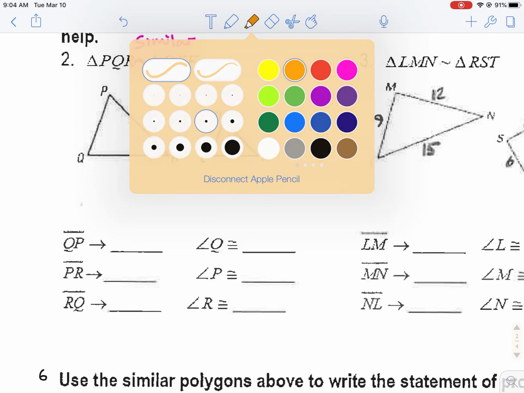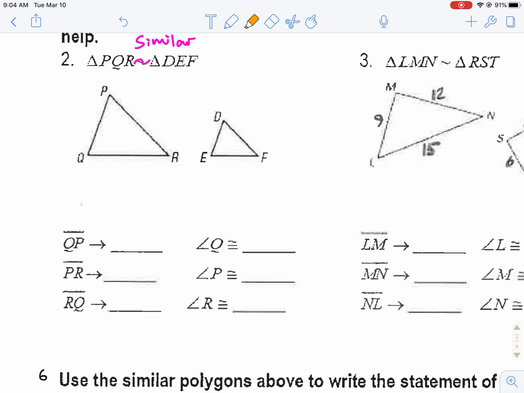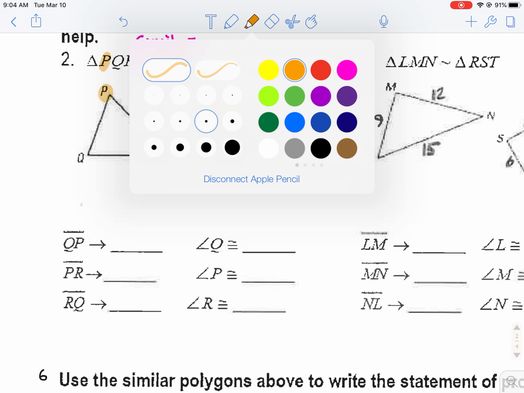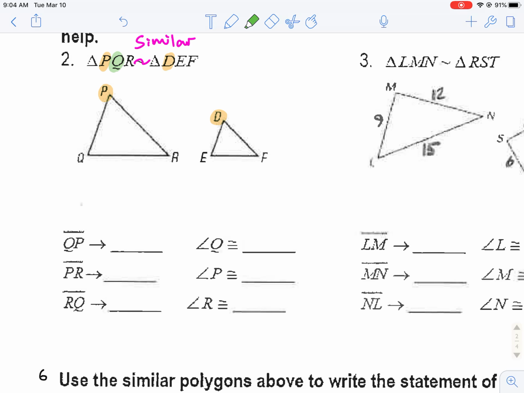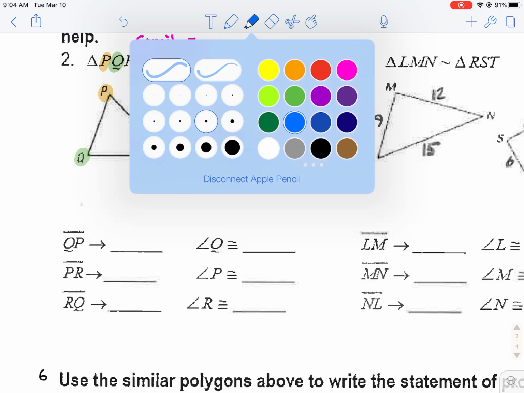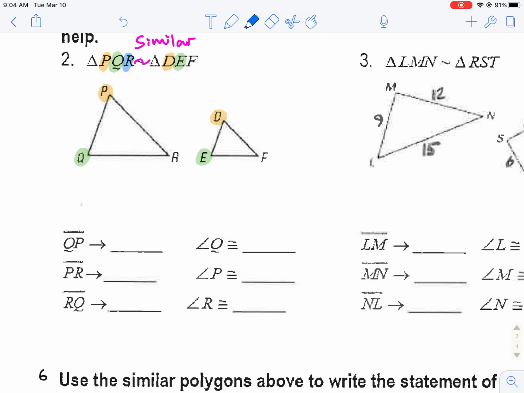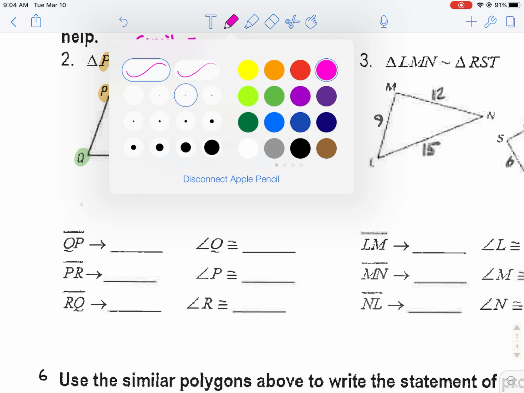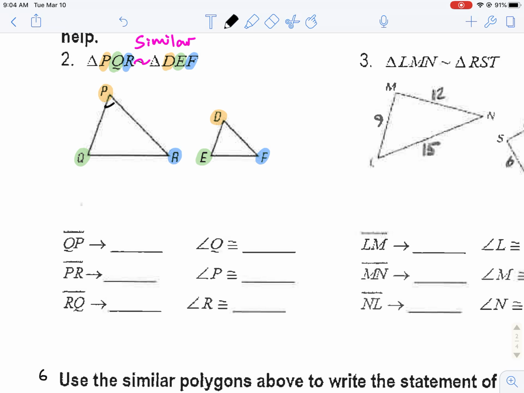I'm going to mark each of the angles as it's given. So P with D, notice first and first, so P with angle D, and then I have Q with E, so Q with E, and then finally we have R with F, R and F. So I'm going to go through this triangle and mark my angles, P, D, Q, E, R, and F.